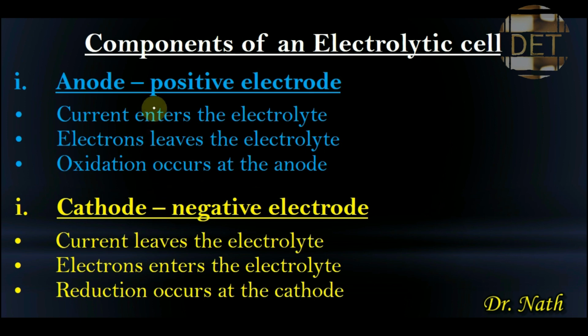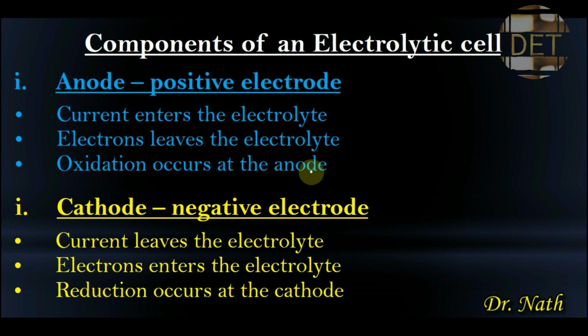So just a quick recap. The electrodes, like I said, are in two forms. We have the anode and the cathode. The anode is the positive electrode, while the cathode is the negative electrode. And as we've said, current enters the electrolyte through the anode, electrons leave the electrolyte through the anode, and oxidation as well occurs at the anode.